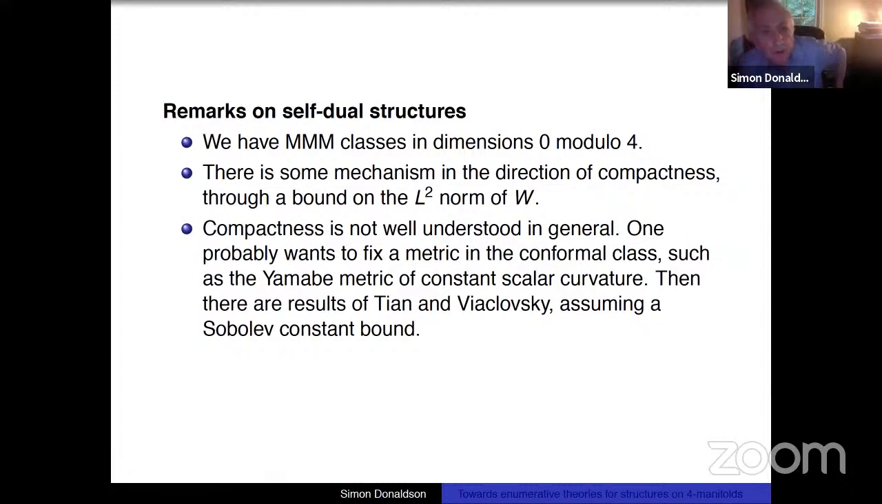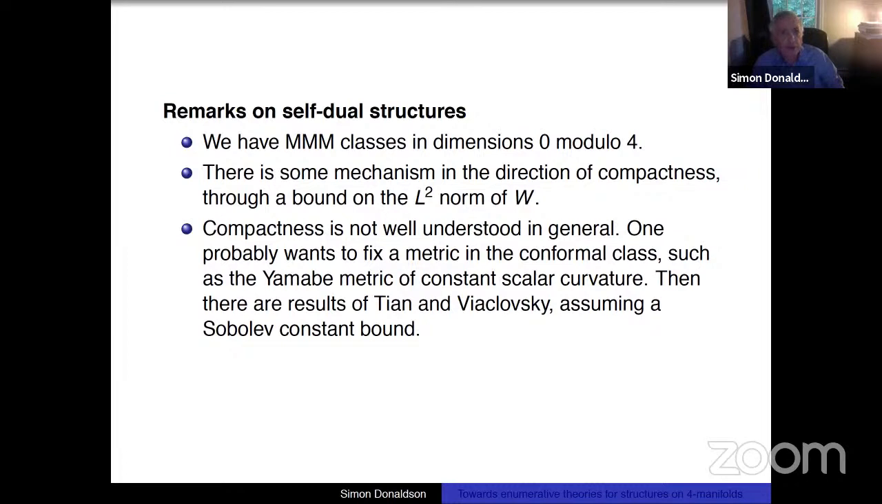Okay, so I said the main case we want to talk about is really the complex case, but I'm going to talk rather quickly about the self-dual case. We have MMM classes only in dimensions divisible by 4. We can start with the Pontryagin class and Euler class. There is some reason to hope for compactness because, similar to the Yang-Mills situation, we have an identity giving a formula for the L2 norm of the Weyl curvature. But in general, there isn't a very substantial theory of convergence for sequences of these self-dual structures.